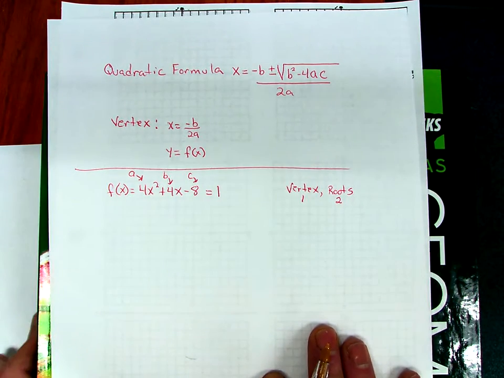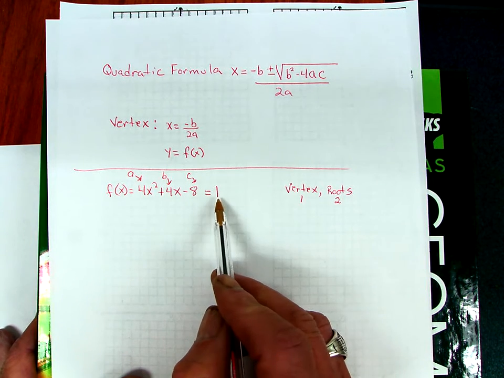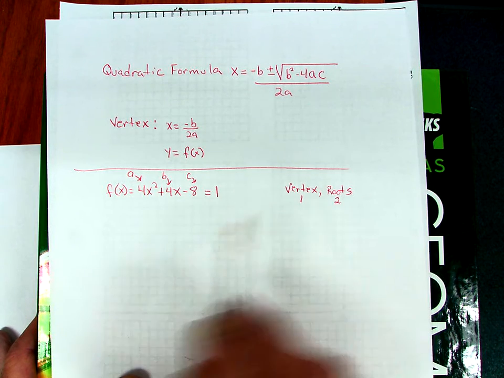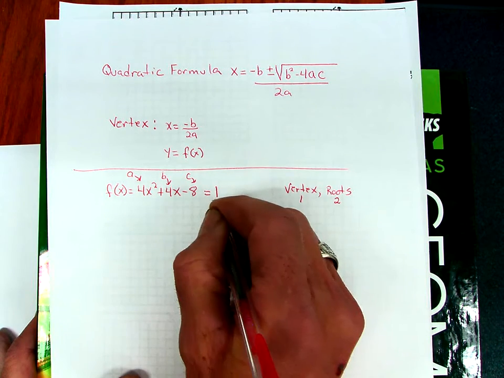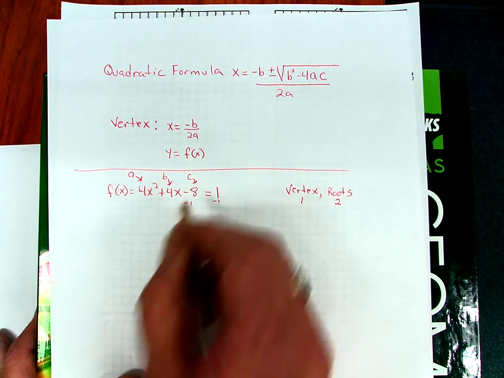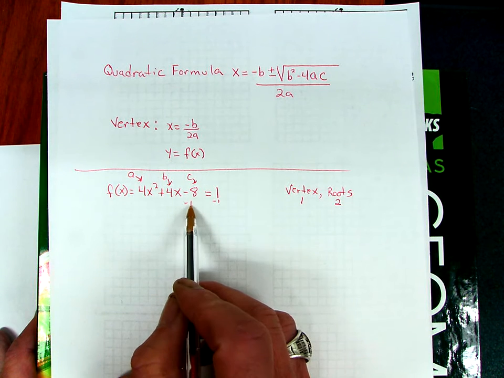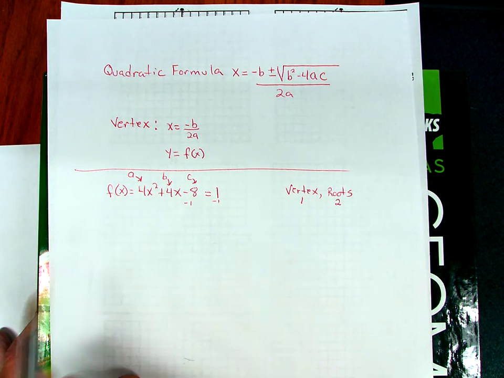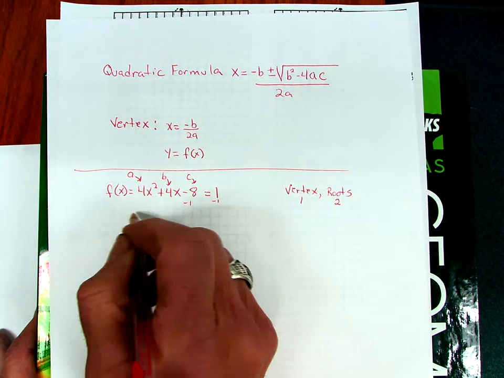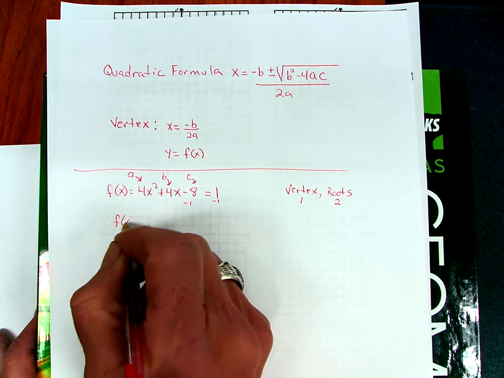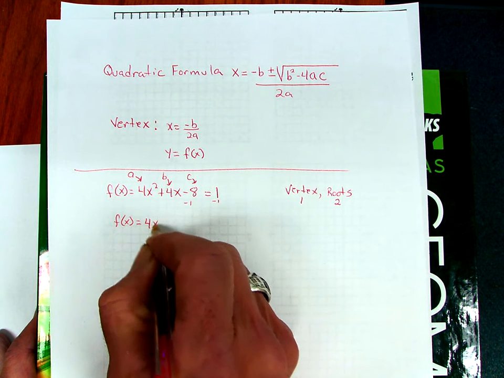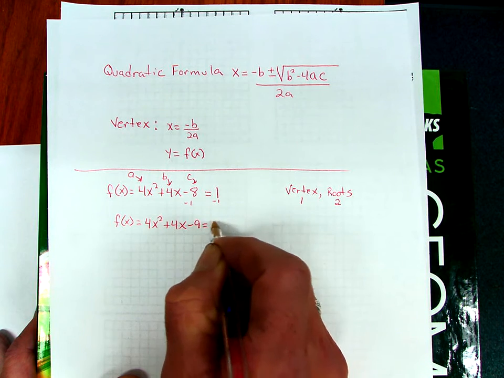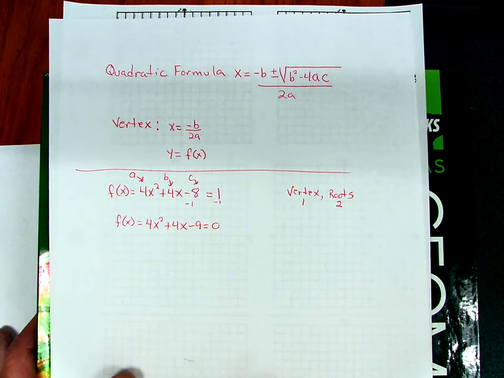Now we could just jump right into this, but I see that this equal 1 is over here on this side. I need this to be 0 in order for it to give me the roots. So subtract 1 from this side, subtract 1 from this side. This 1 doesn't have an x with it, so I can't combine it with that or that. I can only combine it with that 8. So now I have f of x equals 4x squared plus 4x minus 9 equals 0. And now I can start.